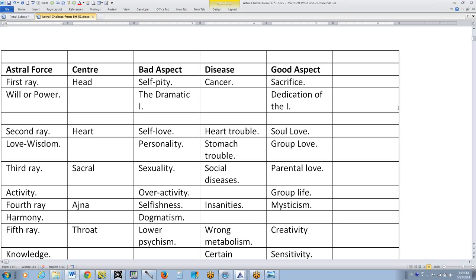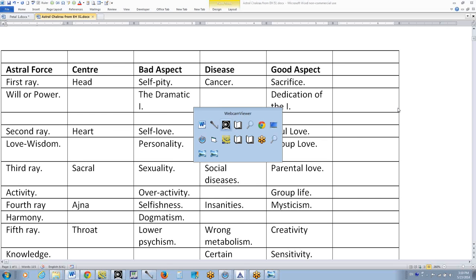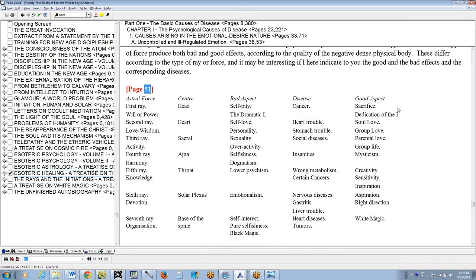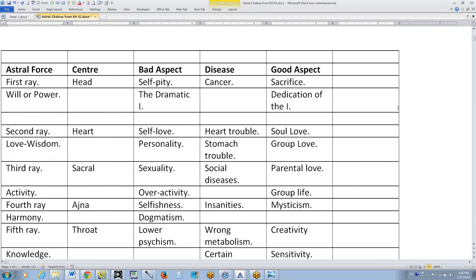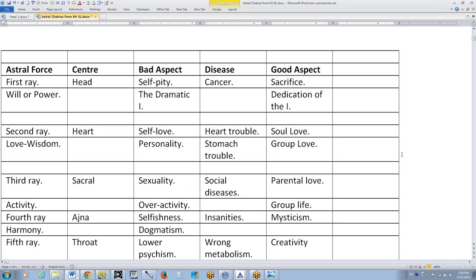Bad aspect, self-love and personality emphasis. Heart trouble is the disease, and apparently stomach trouble as well. Let's see if I am correct in that. It looks like it. Stomach trouble as well. Good aspect, soul love and group love. I guess there's a reflex action of the solar plexus. The third ray is the ray of activity, and the activity is in the sacral center. That shows the third ray connected with the sacral center. Bad aspect, sexuality and overactivity. Diseases are social diseases, and parental love is found here, and also group life.